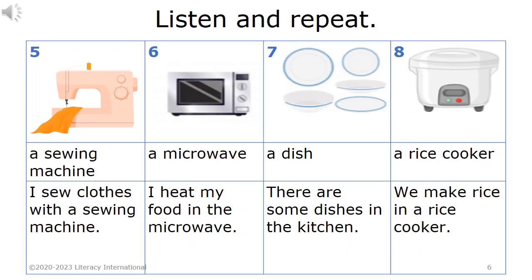Listen and repeat. 5. A sewing machine. I sew clothes with a sewing machine. 6. A microwave. I heat my food in the microwave. 7. A dish. There are some dishes in the kitchen. 8. A rice cooker. We make rice in a rice cooker.